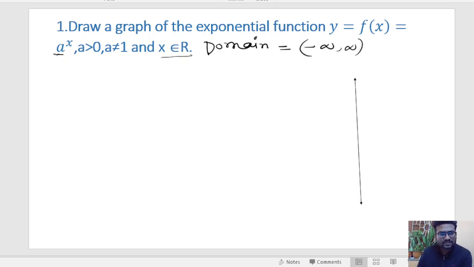And the range of the function, the range equals, putting the values into a to the power x, we can get 0 to infinity. Okay, at first we know the function's domain and range.